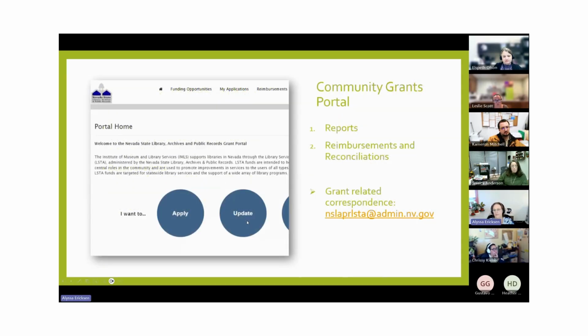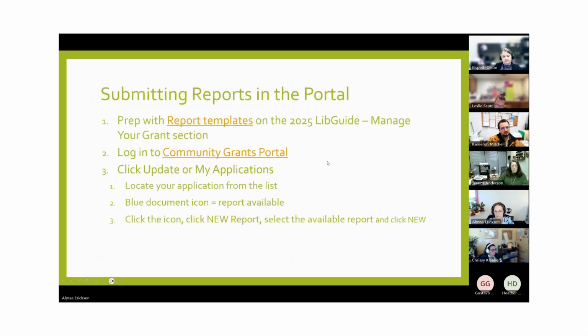All right. So when we do reports for reimbursements and reconciliations, you click here. For your reports, you're going to click on Update. We have the report templates on the LibGuide. I showed you one of those. Here's a link to the community grants portal.